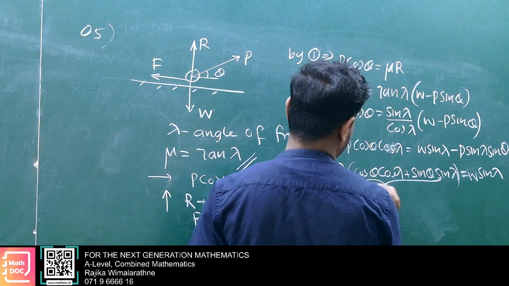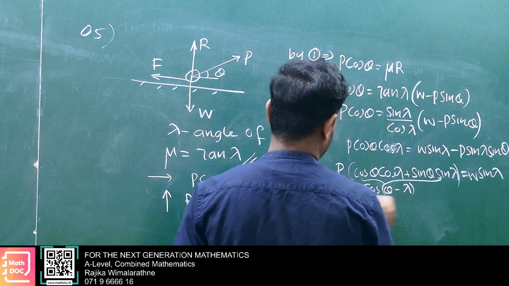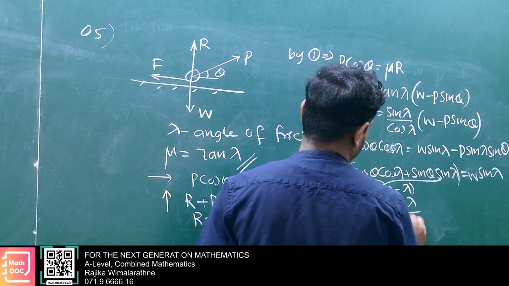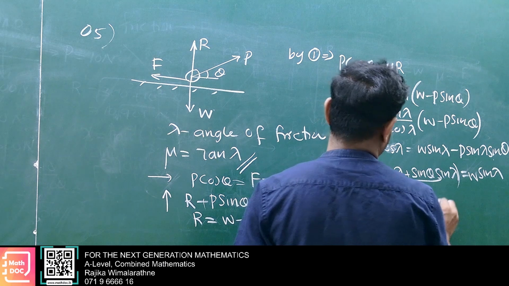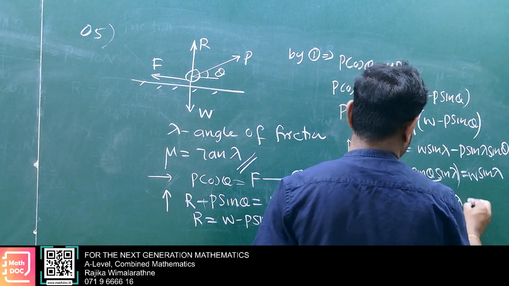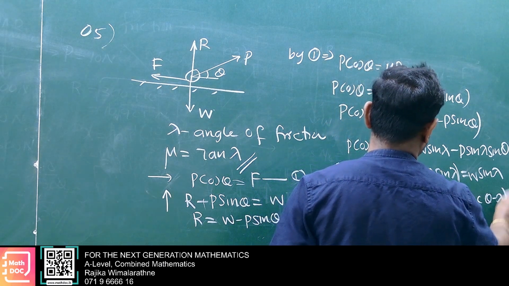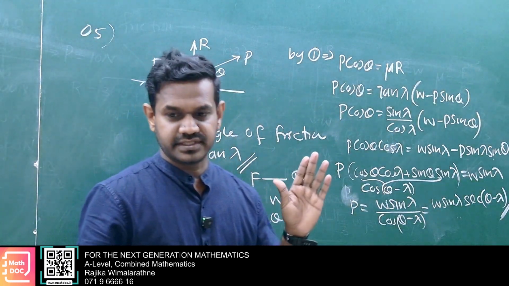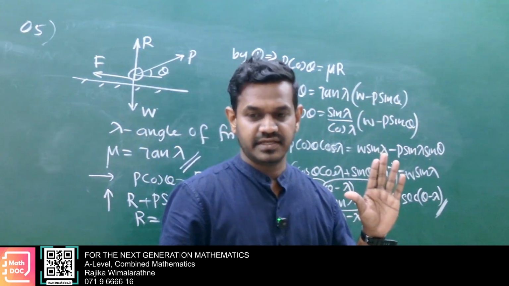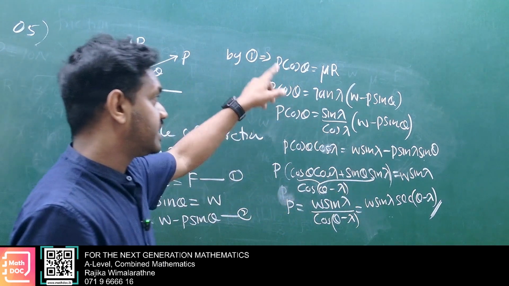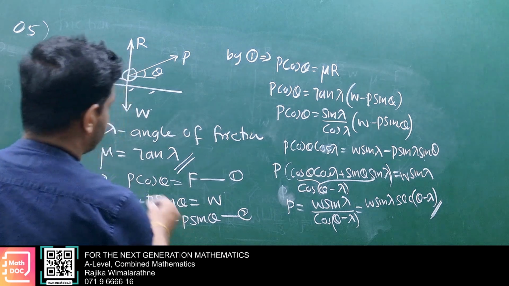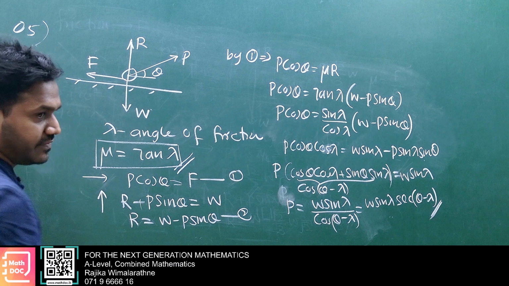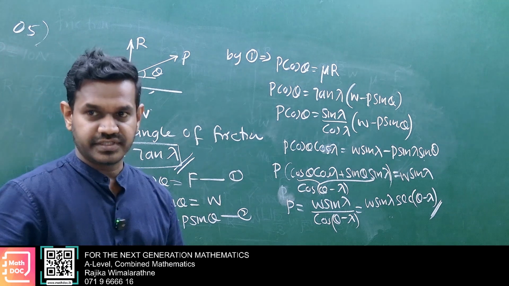Here cos(theta minus lambda). Then P equals W sin lambda divided by cos(theta minus lambda), which is W sin lambda sec(theta minus lambda). That is the force. So we have just trigonometric simplification there, and you have to practice it. Here mu equals tan lambda. You have to consider that mu equals tan lambda because the angle of friction is given. Then by that you find the coefficient of friction.